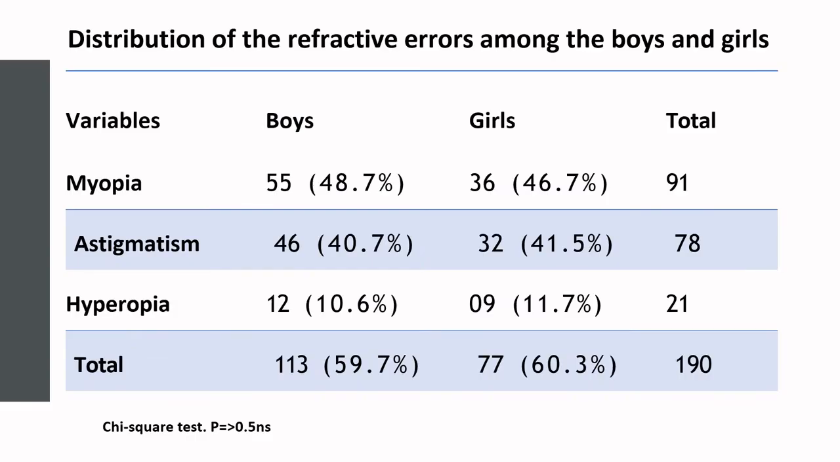Of a total of 228 children, 38 children presented with emmetropia, and the rest of the 190 children were associated with ametropia or refractive error, that is 83.3%. Among the 190 children with refractive error, myopia was the highest occurrence, that is 47.9%, followed by astigmatism 41% and hyperopia 11%.